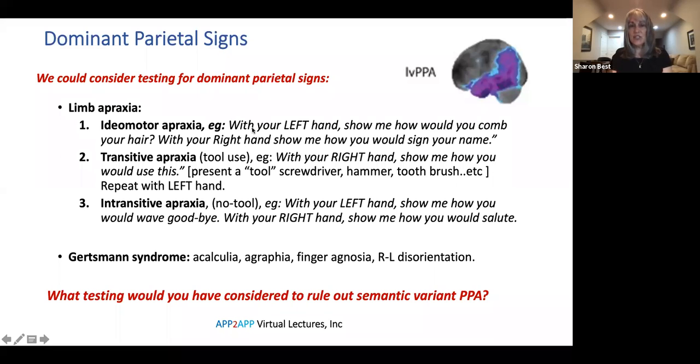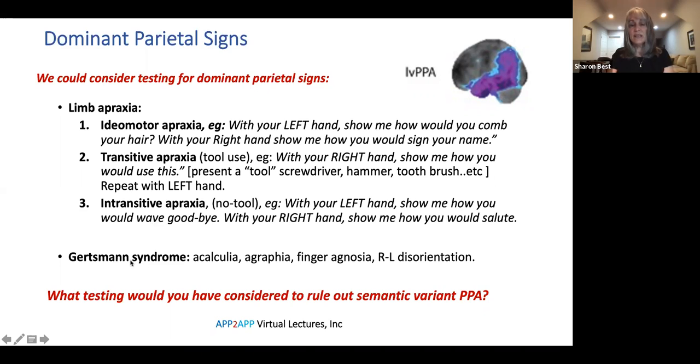Ideomotor, you can say to the patient, with your left hand, show me how you would comb your hair, and they can pantomime that. With your right hand, show me how you would sign your name. For transitive, T for transitive, T for tool, we can say with your right hand, show me how you would use this, and we present them with a tool, say a toothbrush. With your left hand, show me how you would use this, and we present them with another tool. Intransitive, I just think of T for tool. Intransitive has no tool. With your left hand, show me how you would wave goodbye. With your right hand, show me how you would salute.